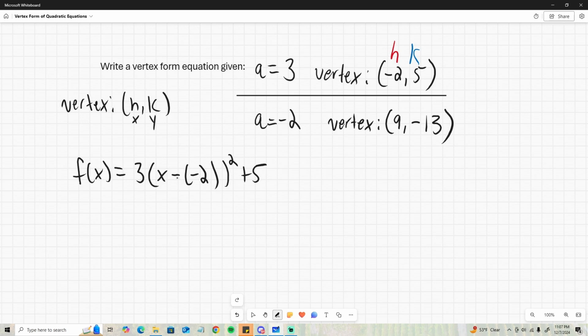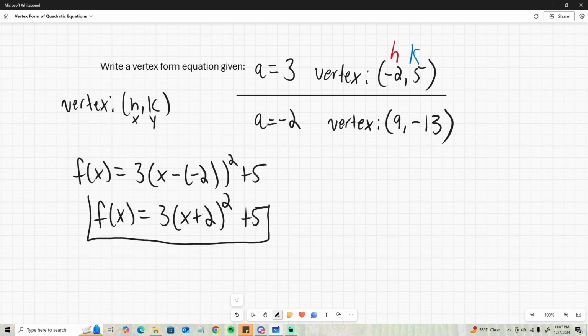The other big thing that we might be noticing is I put a double negative here. That is because in our original formula, it is x minus h. So because my h is a negative here, I have to do a negative, and the double negative is what creates a positive. So when I simplify this, I'm going to say f of x is equal to 3 times (x plus 2) squared plus 5, again, got to keep the squared. Simple as that. You're just plugging in to the formula.